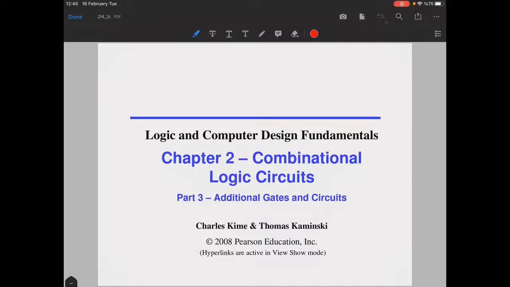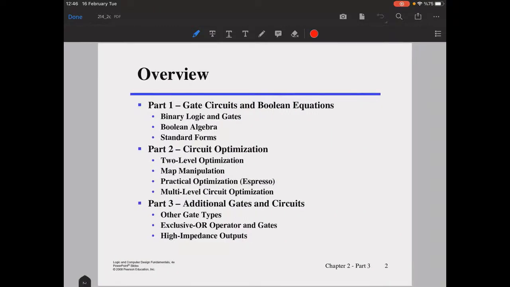In this session, we're going to discuss the last part of combinational logic circuits. We will take a look at the other gate types, particularly exclusive OR operator and gates and their applications. And we will take a look at the high impedance outputs as well.